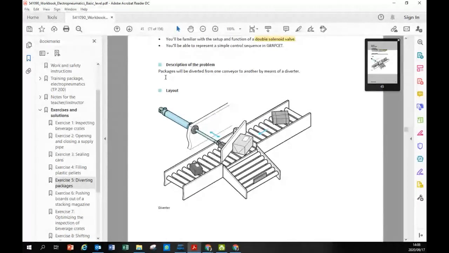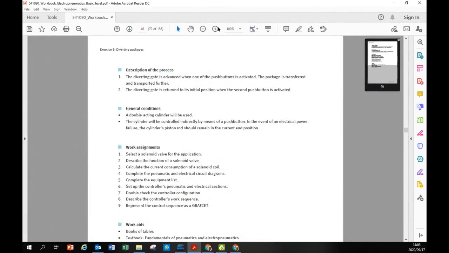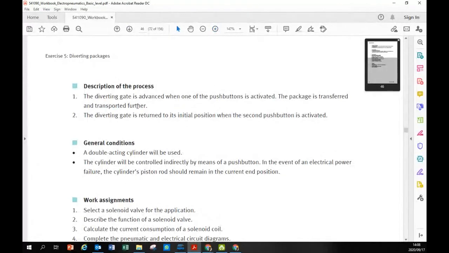Okay, all right. The question: packages will be diverted from one conveyor to another. Originally, they're going that side. So when you put this to extend, they're now changing direction. Simple. Moving along. Closing this and zooming. So now, the advancing of the cylinder, you have two push buttons.